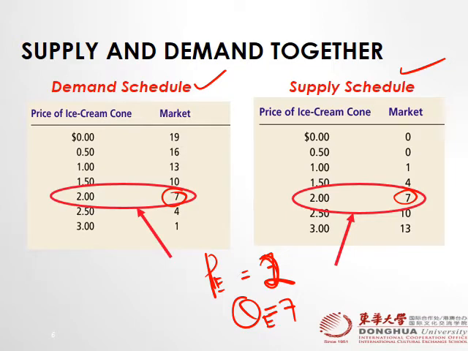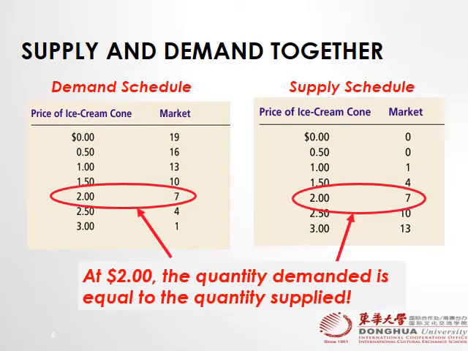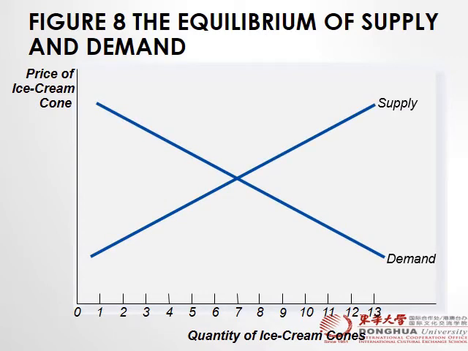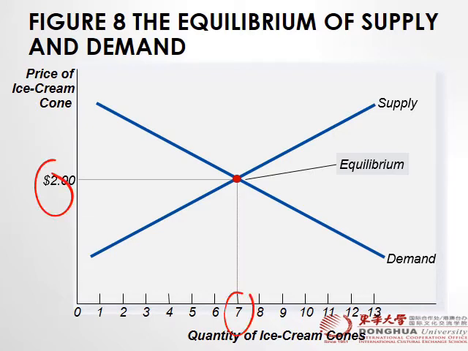So let's see that here, right? At 2, quantity demanded is equal to the quantity supplied. So if we draw these two curves on the same graph, here it is. This is supply and this is demand. So equilibrium is where quantity supplied is equal to quantity demanded. This 2 is called the equilibrium price, this 7 is called the equilibrium quantity, and that point is called equilibrium, which we show here with the letter E.